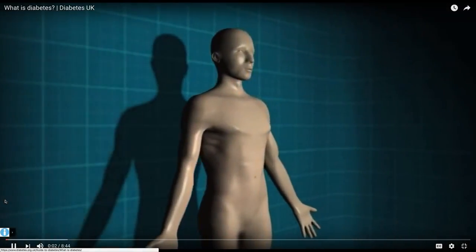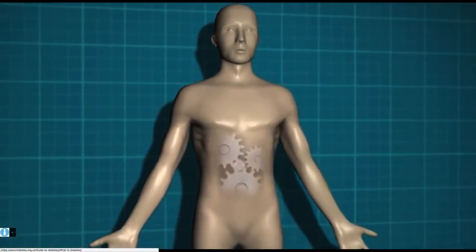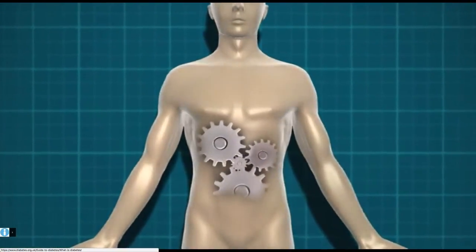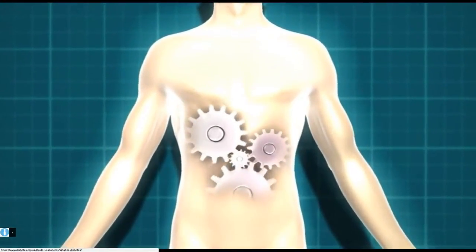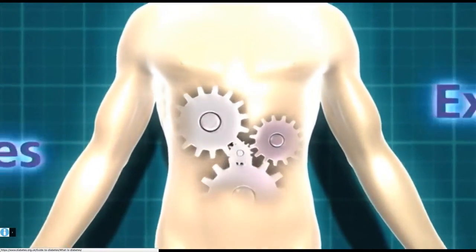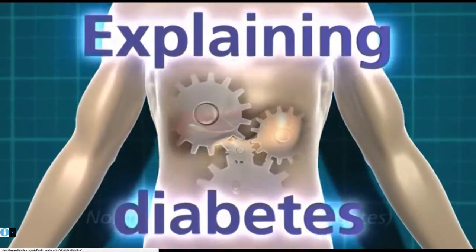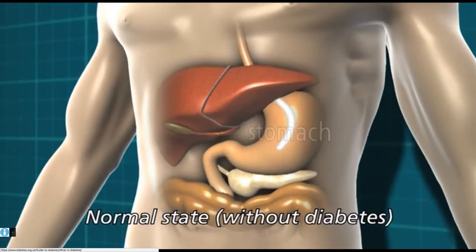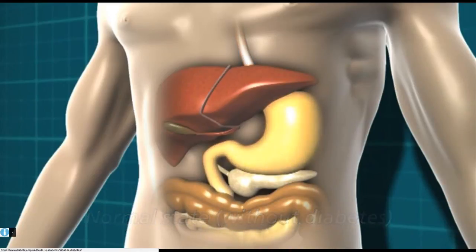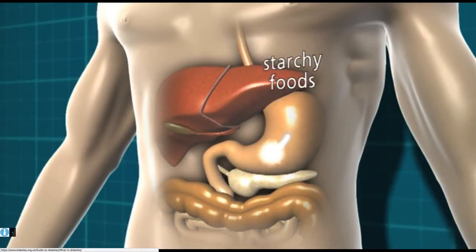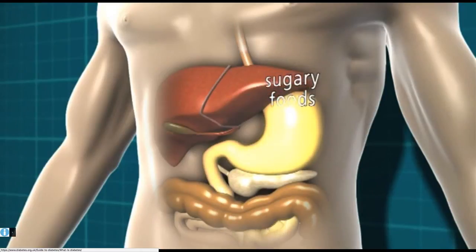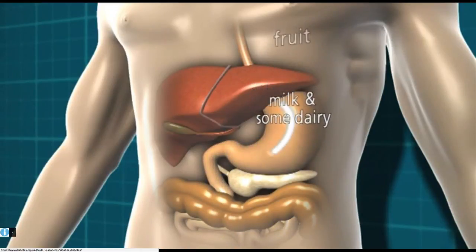In this film, we're going to explain how your body processes the food you eat in order to provide all your body cells with the energy they need. And also what happens when you have diabetes and this system doesn't work properly. When you eat food that contains carbohydrate, it's broken down in the stomach and digestive system into glucose, which is a type of sugar. We need glucose from food because that's what gives us energy. Carbohydrate-containing foods are things like starchy foods, sugary foods, milk and some dairy products, and fruit.